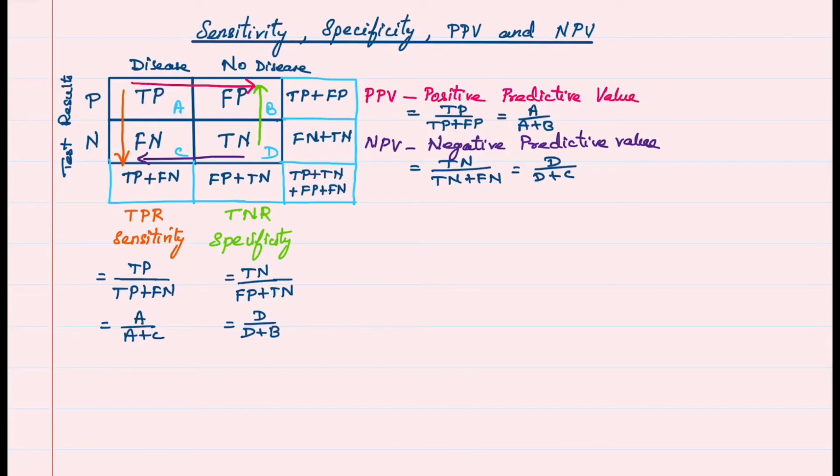This positive predictive value is otherwise called precision, and sensitivity is otherwise called recall. These two measures, PPV and NPV, are important measures for post-test probabilities.